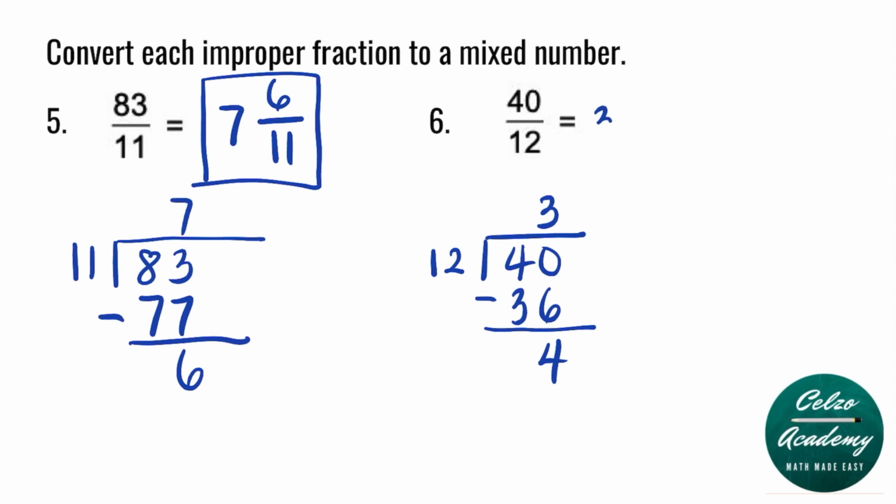The whole number is 3. The remainder 4 is our numerator, and denominator is 12. So we have 3 and 4 twelfths. Do you notice anything here?